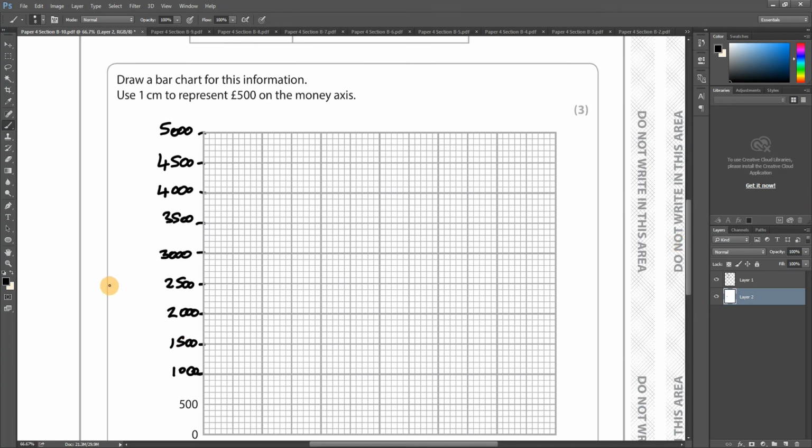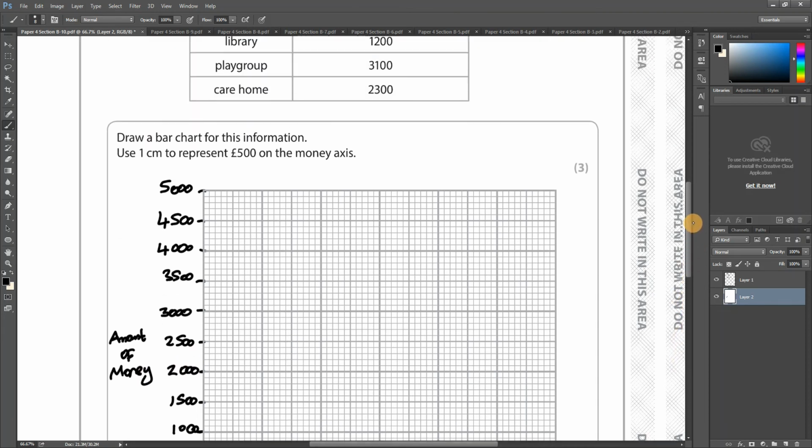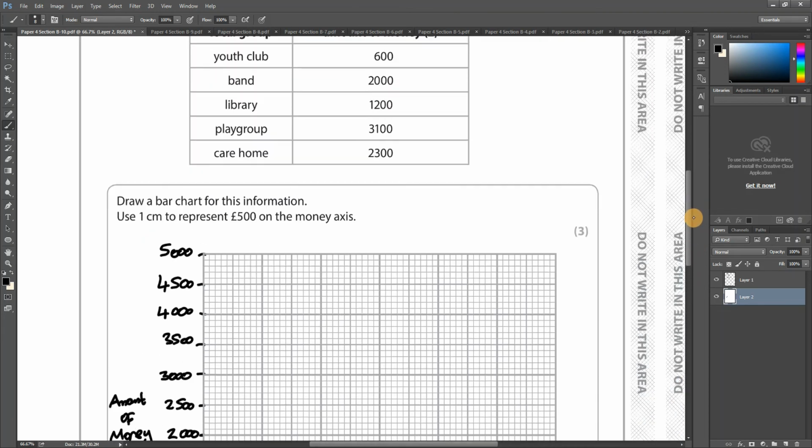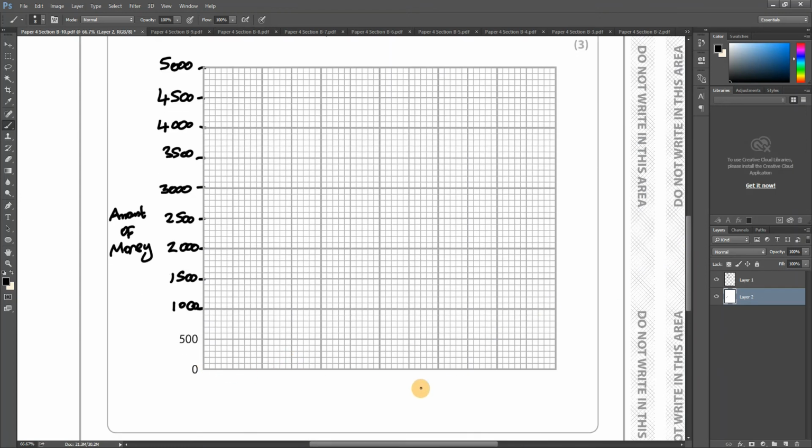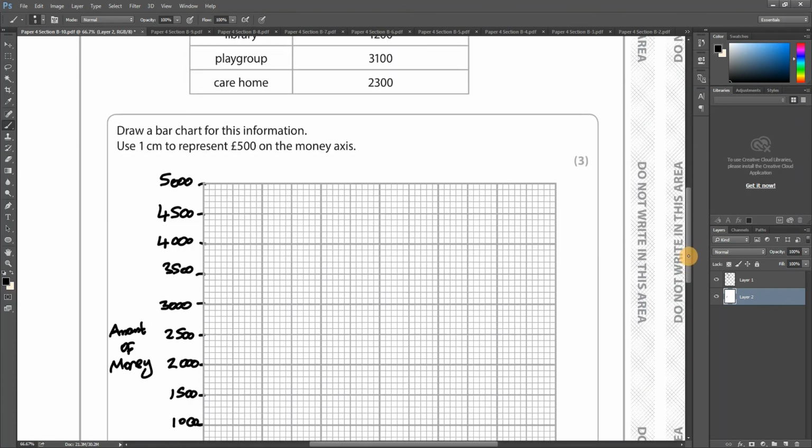Okay, so let's just call it that. Yeah, so that's the amount of money on that side, and obviously on the x-axis, or the vertical, sorry, the horizontal axis, you're going to do your local group.